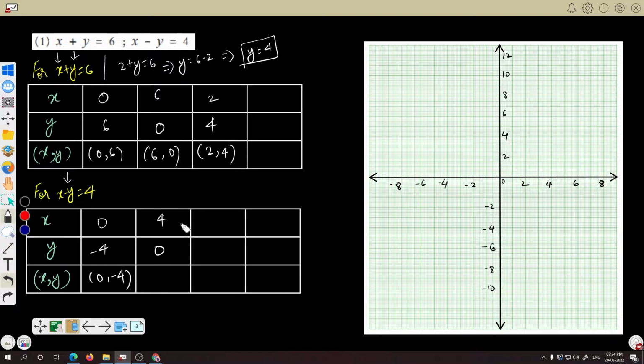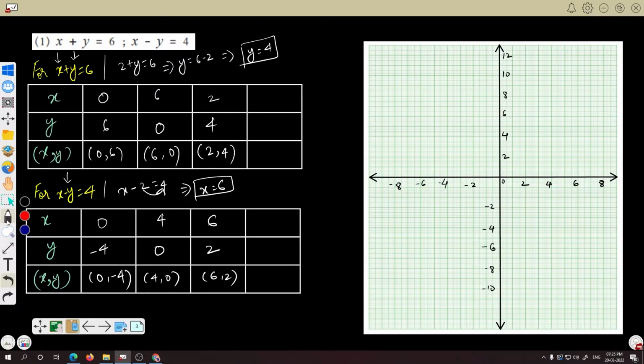Fine. Now if I take y as 2, the equation will be x minus 2 is equal to 4. Shift this minus 2 to the other side, which will give x as 6. X turns out to be 6. The coordinates are 4 comma 0, and for this the coordinate is 6 comma 2. Now we have the coordinates for both the equations.